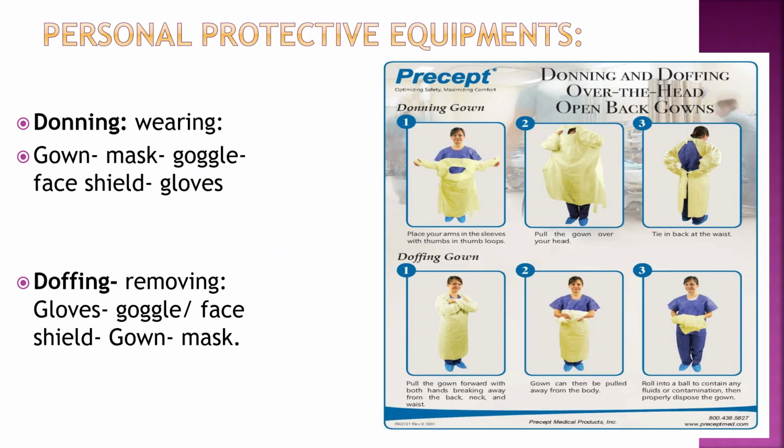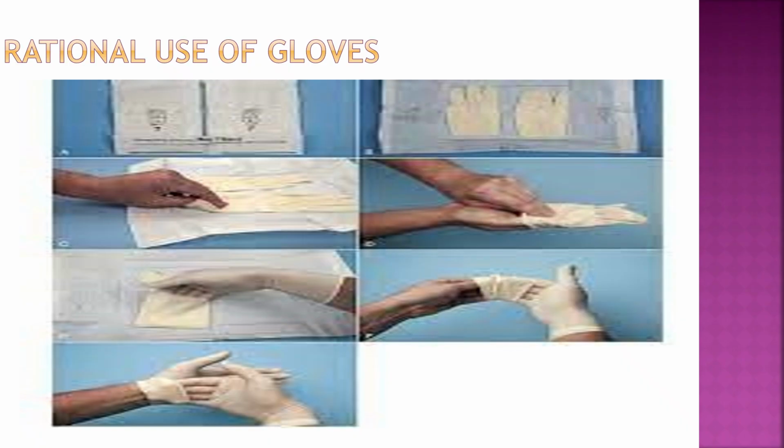So now, how to wear that? It is called donning of the PPE. Wearing of PPE is called donning, and removing of the PPE is called doffing. The main sequence for donning is first to wear the gown, then the mask, then goggles or face shield, and in the last, gloves. For doffing, while removing, first you have to remove the gloves because they are soiled. Then goggles or face shield, then the gown, and in the last, the mask.